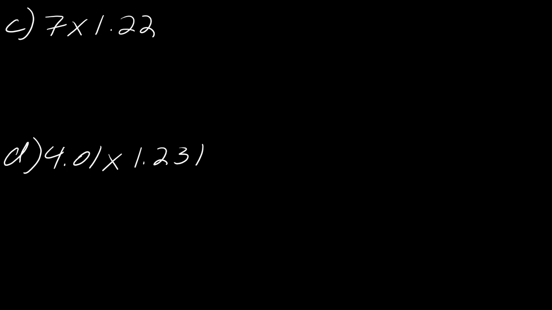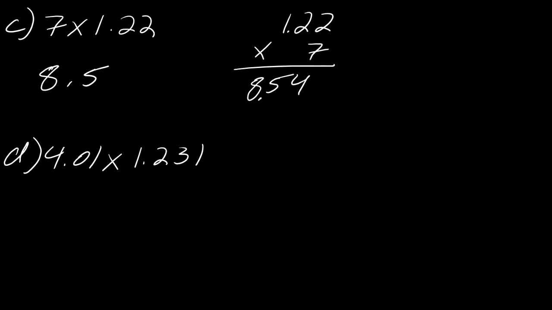Okay, so up next I have 7 times 1.22. I'm just going to streamline some of this, but 7 times 122 is 854. But then I need to count these 2 spots, 1, 2. So I start here, move in 1, 2. And so 8.54 will be my answer.